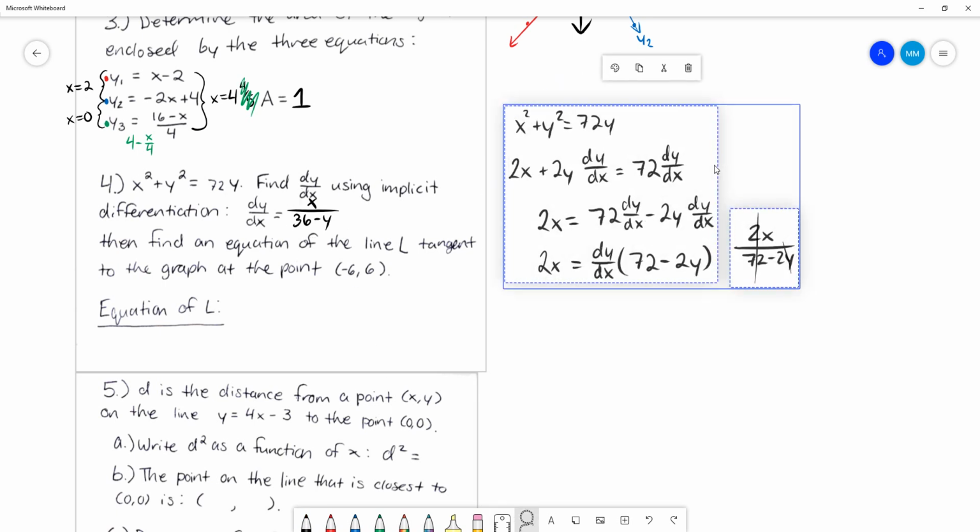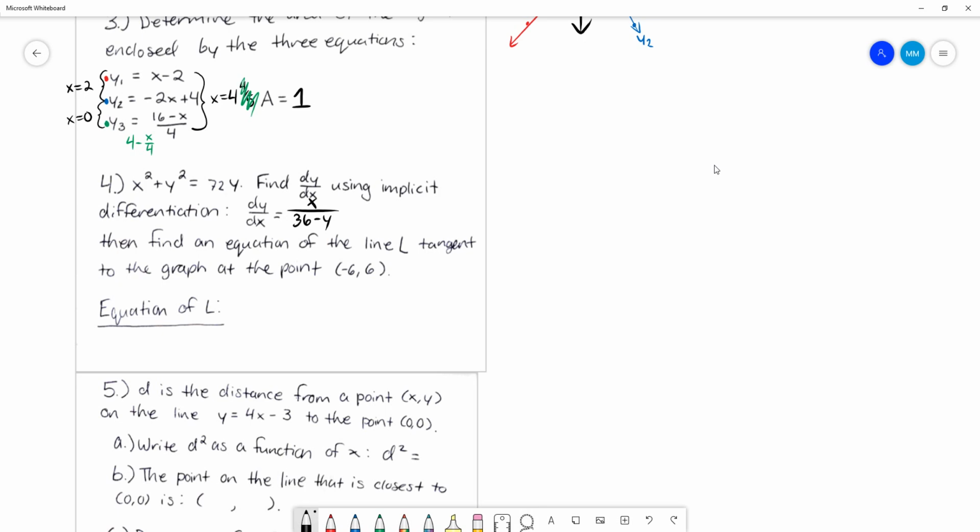From there, they want us to find the equation of the line tangent to the graph at the point negative 6, 6. So of course, first step is find that slope. So our slope is going to be this, just with these values plugged in. So it's going to be 6 over 36 minus 6. Oh, sorry, that should be negative. Which is going to be negative 6 over 30, which is going to be negative 1/5. So our slope is negative 1/5.